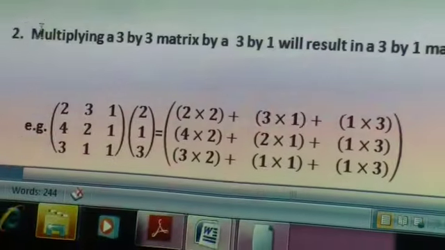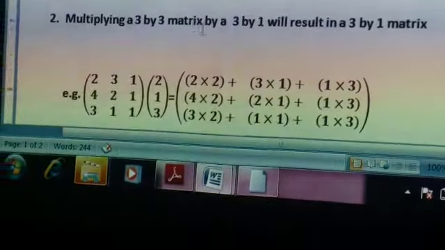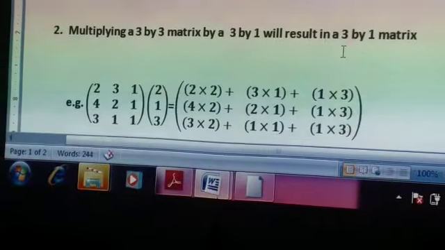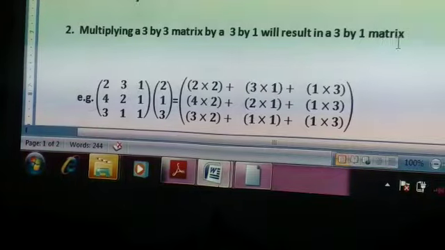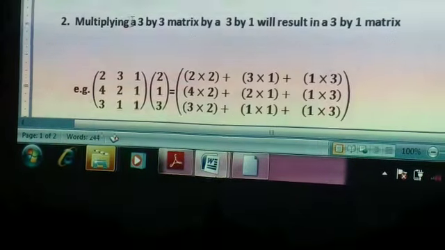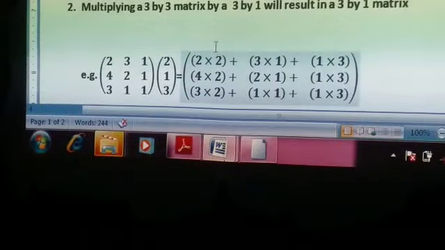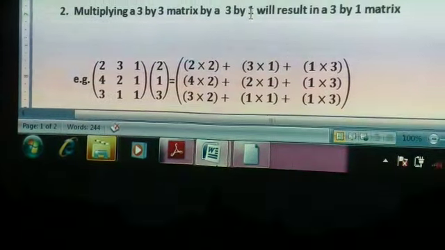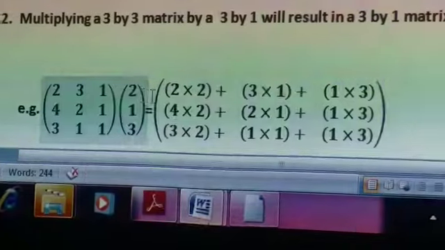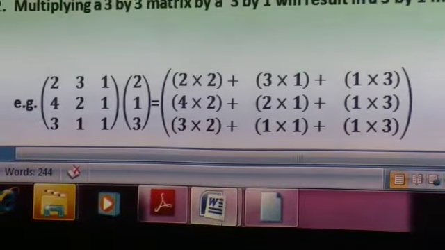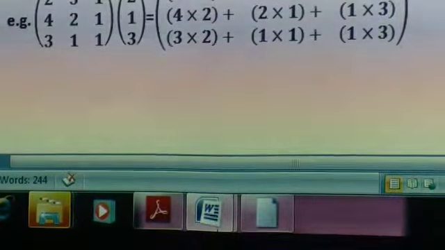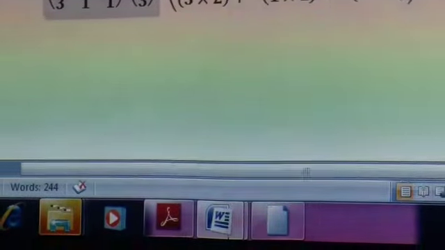We should also note that multiplying a 3 by 3 matrix by a 3 by 1 matrix will result in a 3 by 1 matrix, because the first matrix has 3 rows, so the answer should have 3 rows, and the second matrix has 1 column, so the answer will have 1 column, as we said. Now let's see how we do the multiplication.